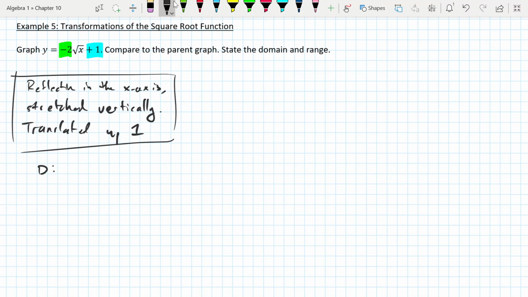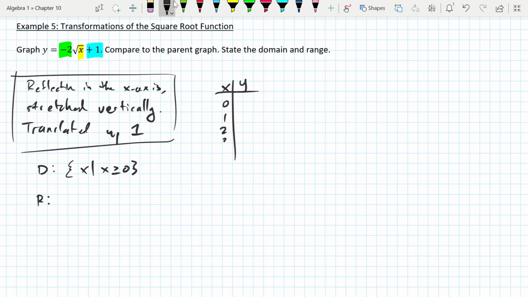Domain and range. Well, domain, all I have to do is take a look at the radicand. The radicand is still just x, so my domain is nice and easy. I just need x to be greater than or equal to 0. And we'll find out what the range is in a second when we plug it into our table of values.